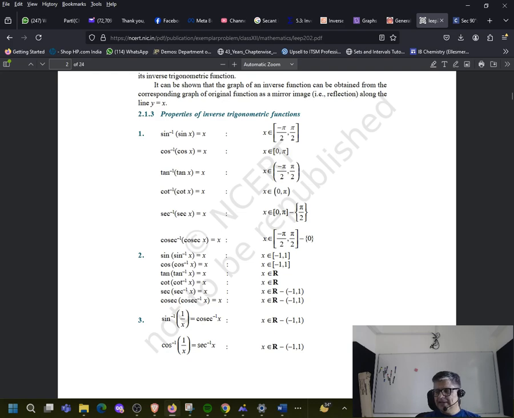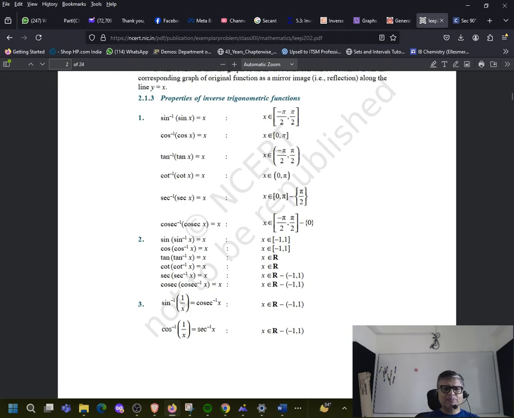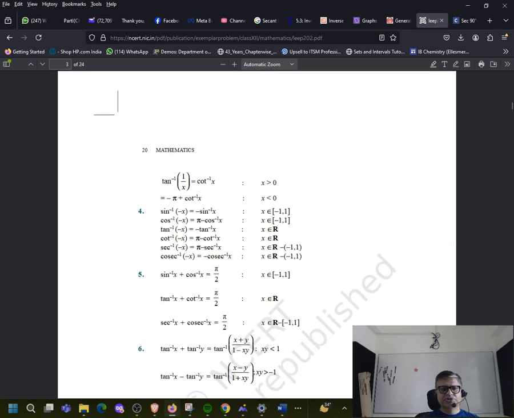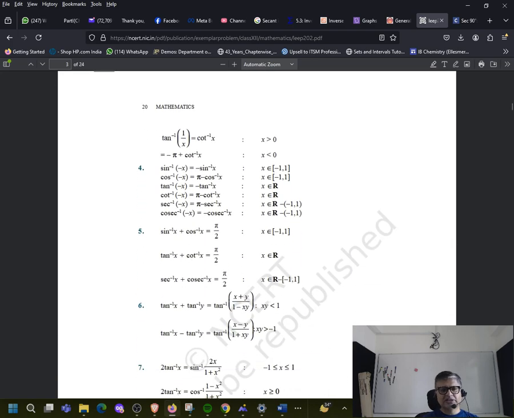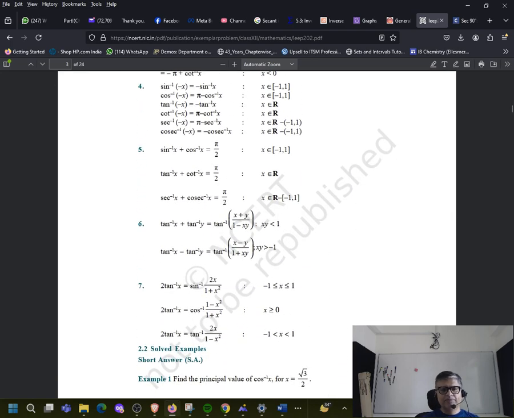You can see again the range of x is given again, right? 0 to pi minus pi by 2, secant inverse x. So unless you remember this, it is not possible to solve these questions. They will keep on coming. These are the properties you can see which you need to memorize.